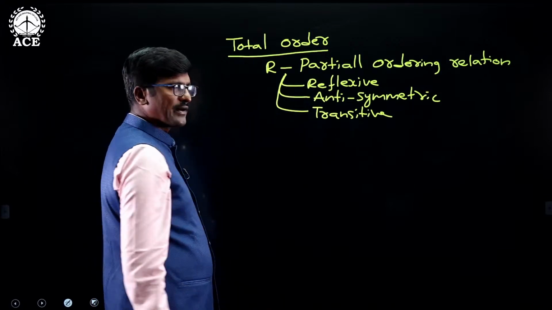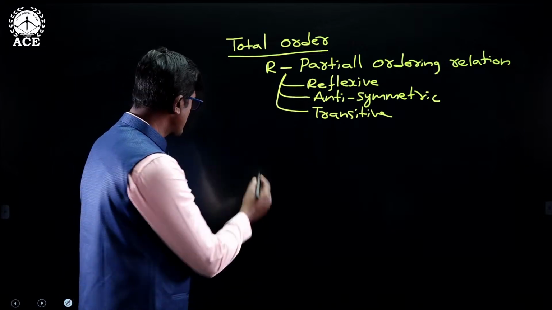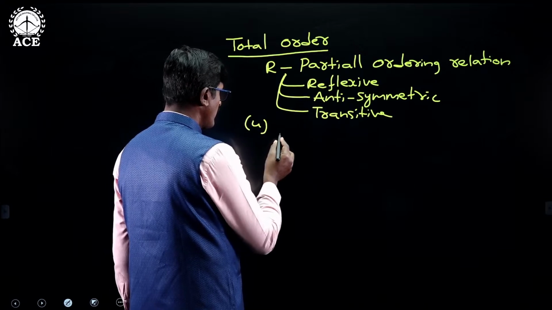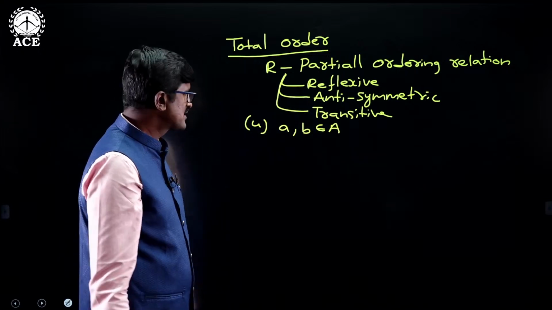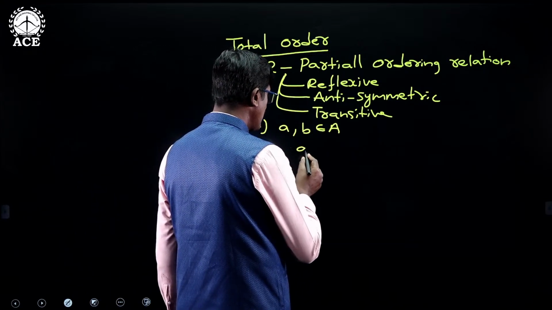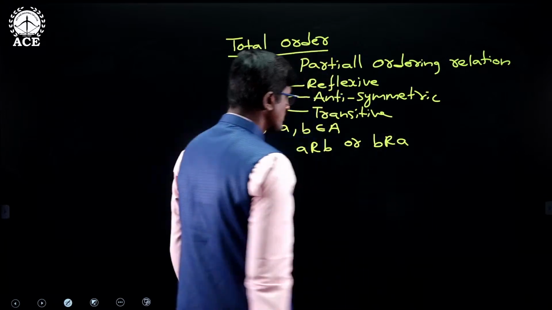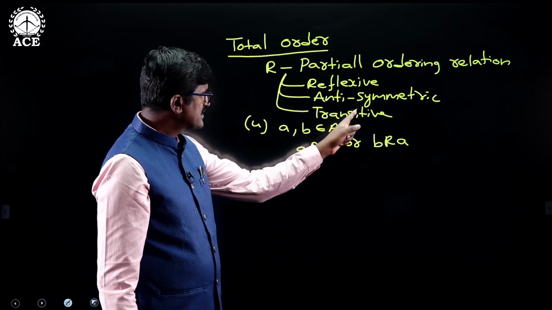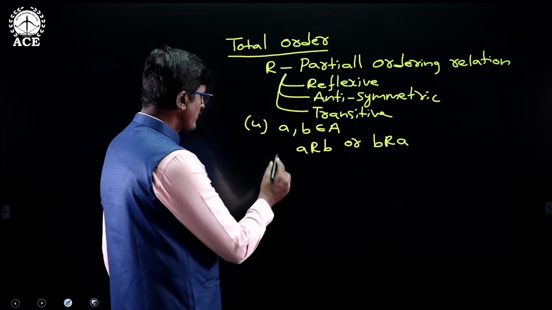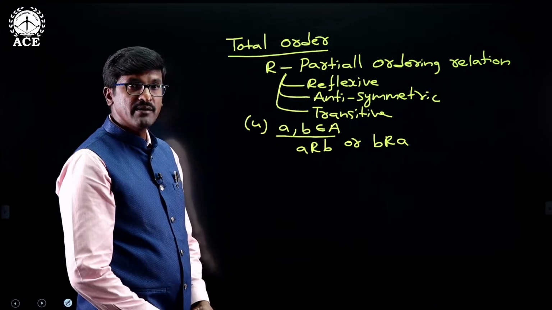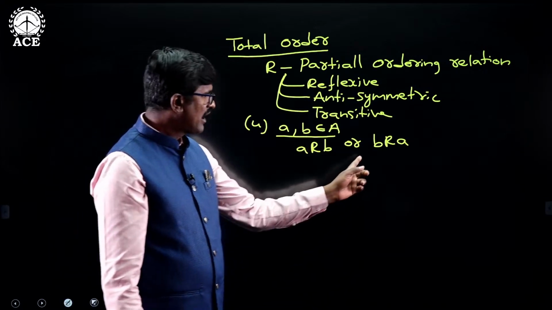In addition to these three properties, if R satisfies one more property, then it is called a total ordering relation. What is that property? This is the fourth property. For any a comma b belonging to set A, if you take any two elements from the set A, there must be a R b or b R a. So in addition to the reflexive, antisymmetric and transitive properties, R must satisfy this property: a may be related to b or b may be related to a.